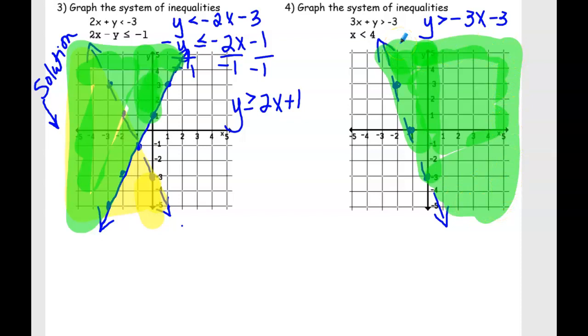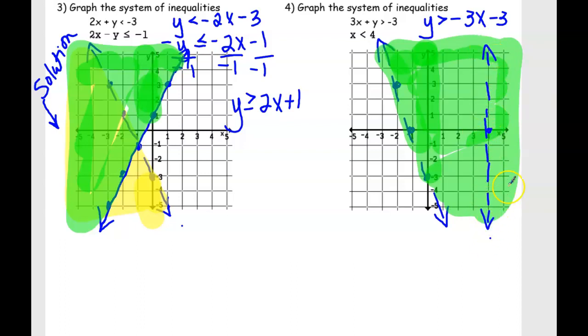Okay, and then I'm going to look at my second equation. In this case, it's x is less than 4, so I'm going to go to 4. Okay, so here's 4, and it's going to be a dashed line.